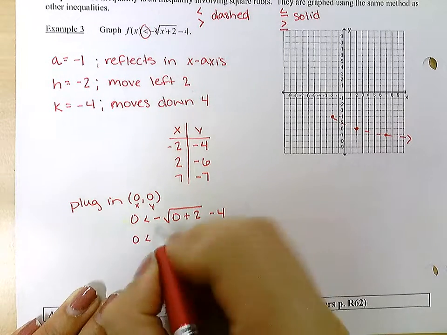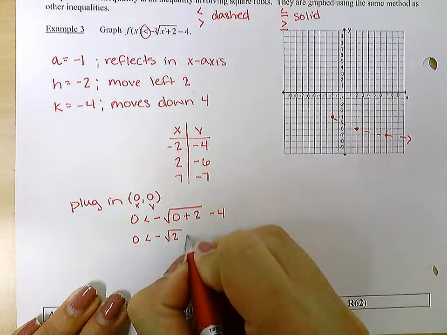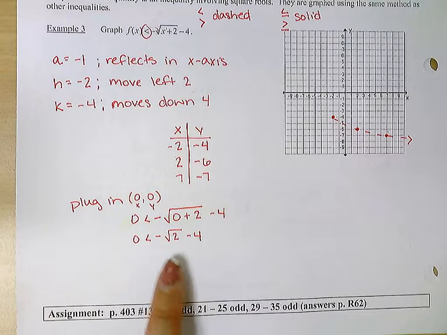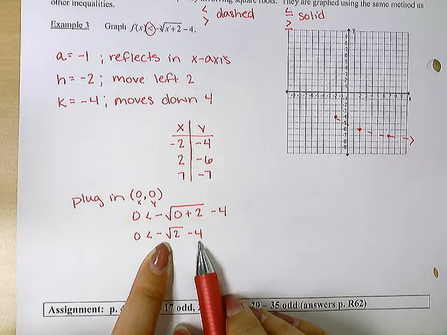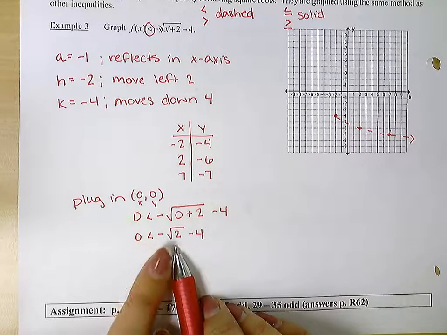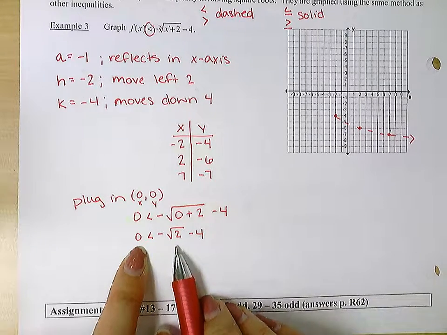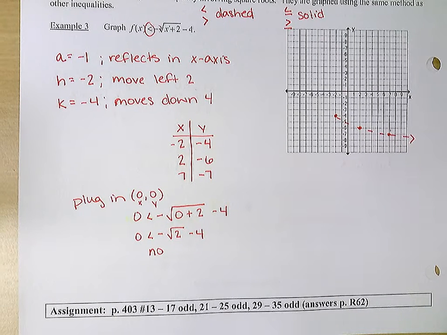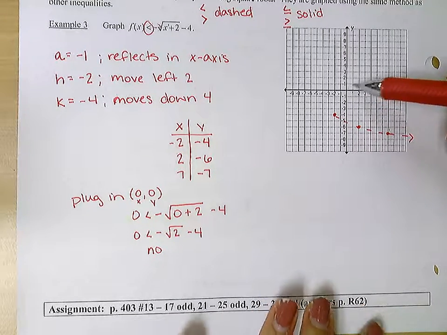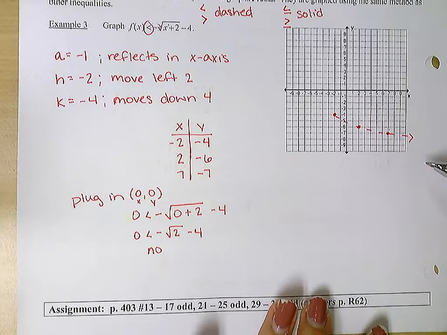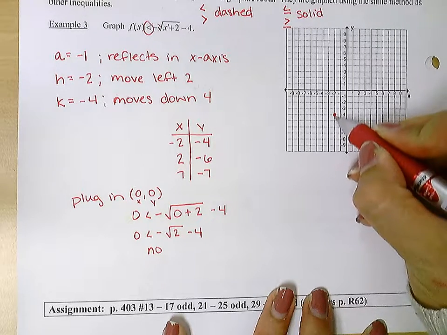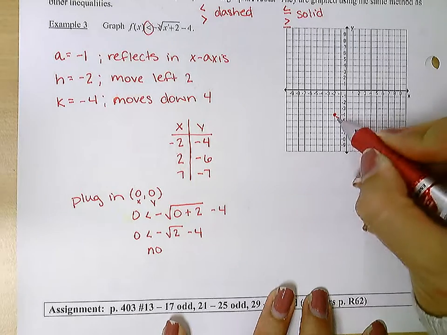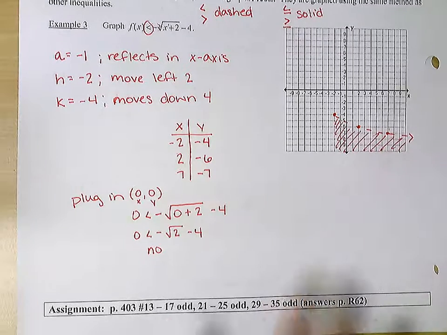Okay, so I have 0 less than negative square root of 2 minus 4. Now, if you were to plug this into your calculator just to get a decimal, we're just testing to see if this is true. If I add these together, won't my answer be negative? Yes. Is your negative number greater than 0? No. So this statement is not true, meaning I'm not going to shade where 0, 0 is. I'm going to shade everything below my line instead. Now it can't go past that domain point there of negative 2, so my shading has to end there and go beyond that.